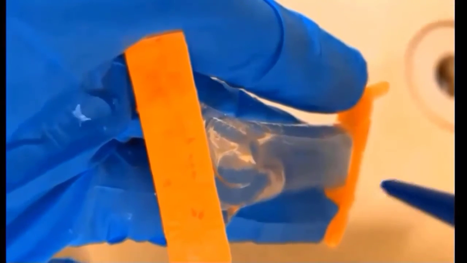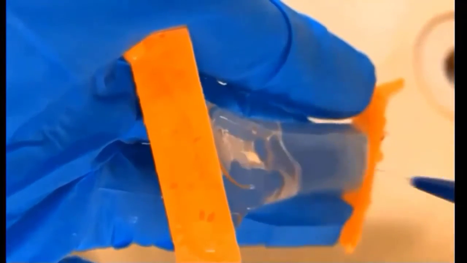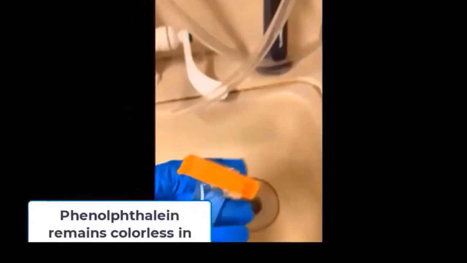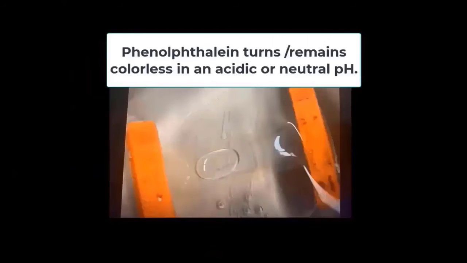This is a dialysis tubing. If you don't know how to assemble the dialysis tubing, make sure to click on the link provided in the description. So I fill this bag with phenolphthalein and water. Phenolphthalein is a pH indicator and it turns pink in a basic solution and colorless in an acidic or neutral pH. In the beginning, as you see here, inside of the bag was colorless and filled with water and phenolphthalein.